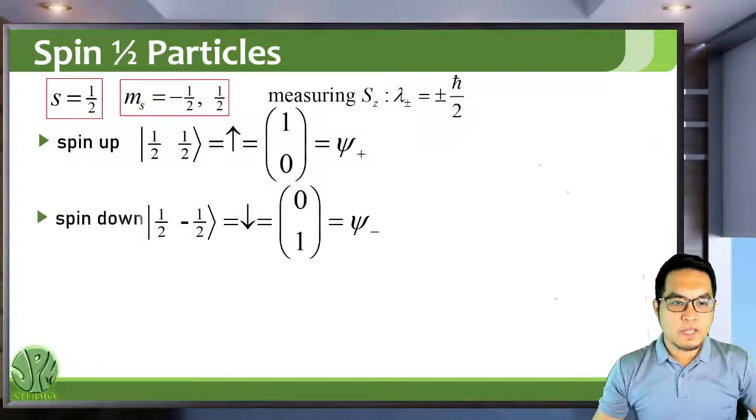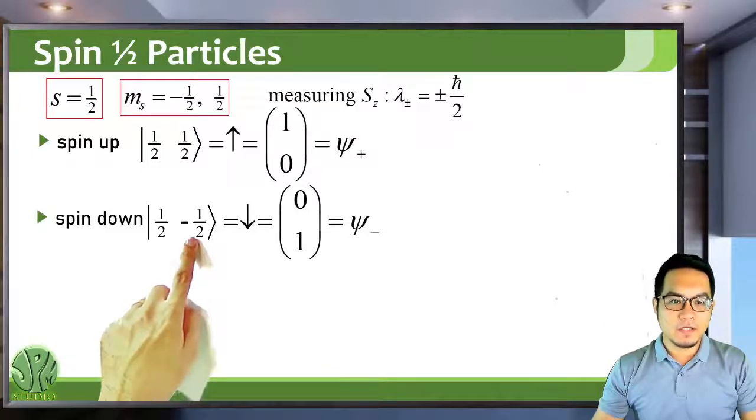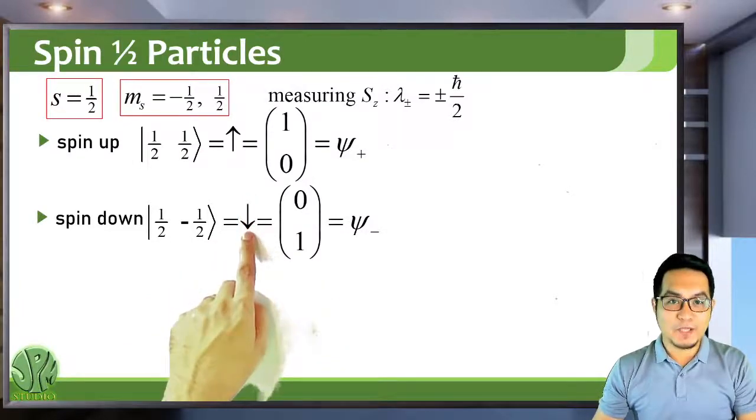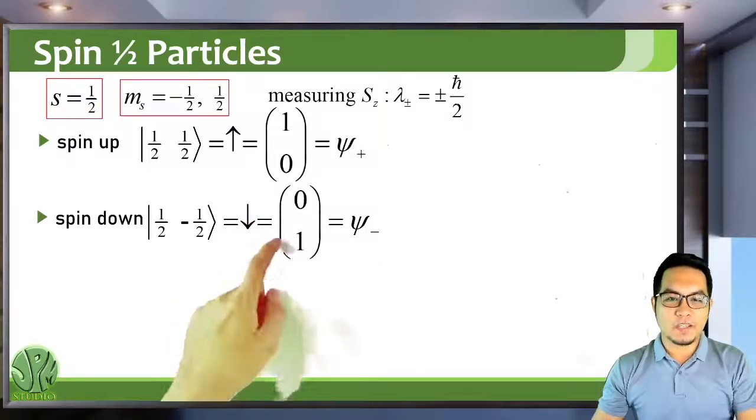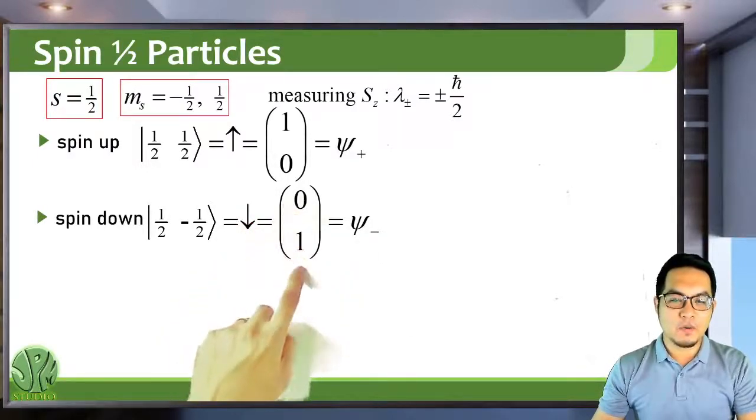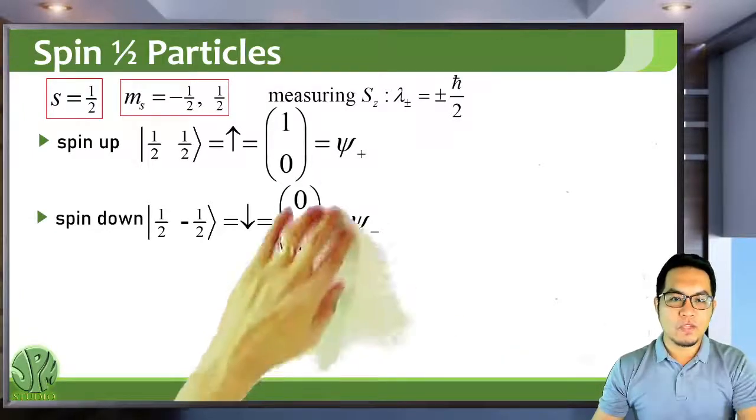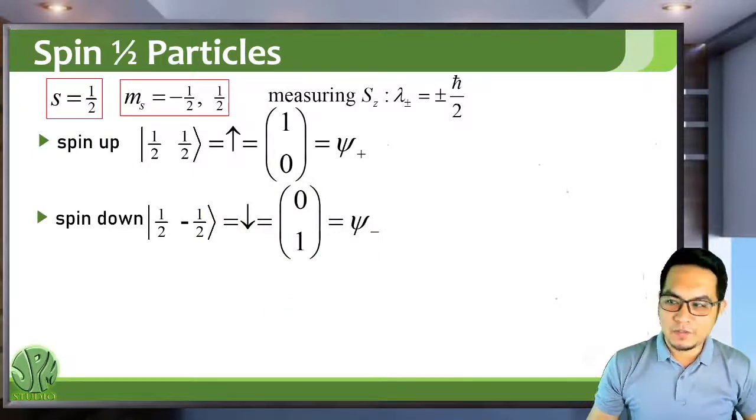For the spin down wave function, that is for the second state, m is equal to negative 1/2. This is the shortest notation, just an arrow pointing down. So it's a spin down. In matrix form, it's 0 1. So psi minus. Sometimes they call this the spinor notation.